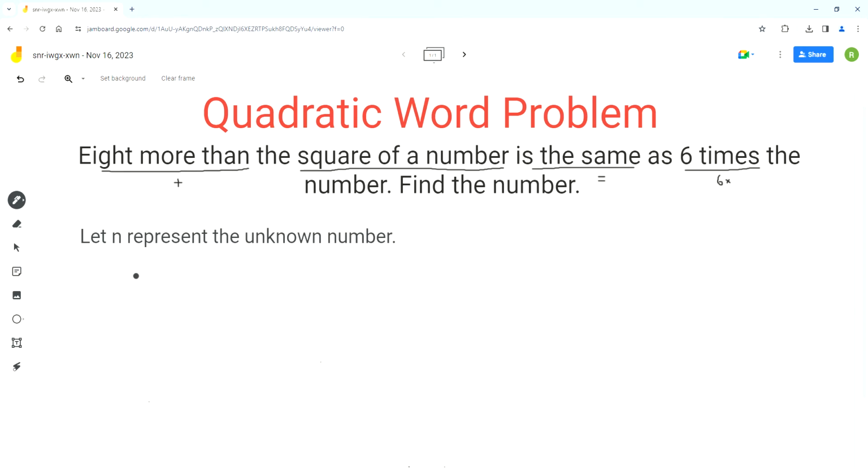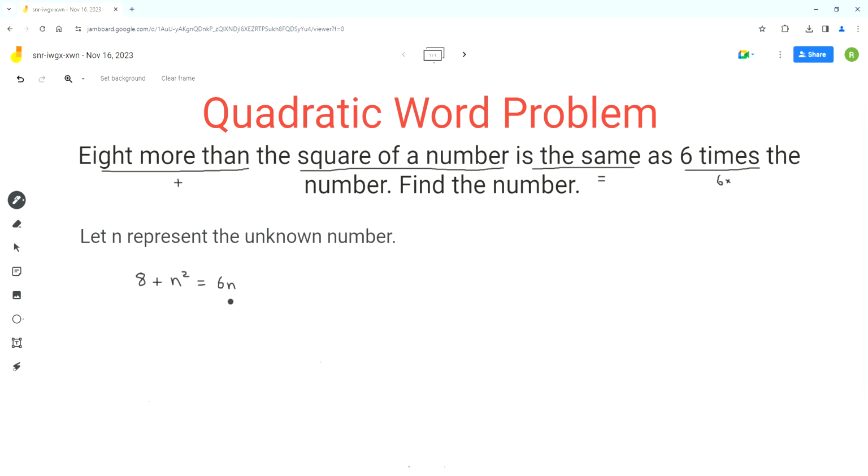Our equation will be: 8 more than the square of a number means 8 plus, because of more than, and the square of a number will be written as n squared, equals 6 times the number, which will be 6n. So this is the equation that we get from the given word problem.